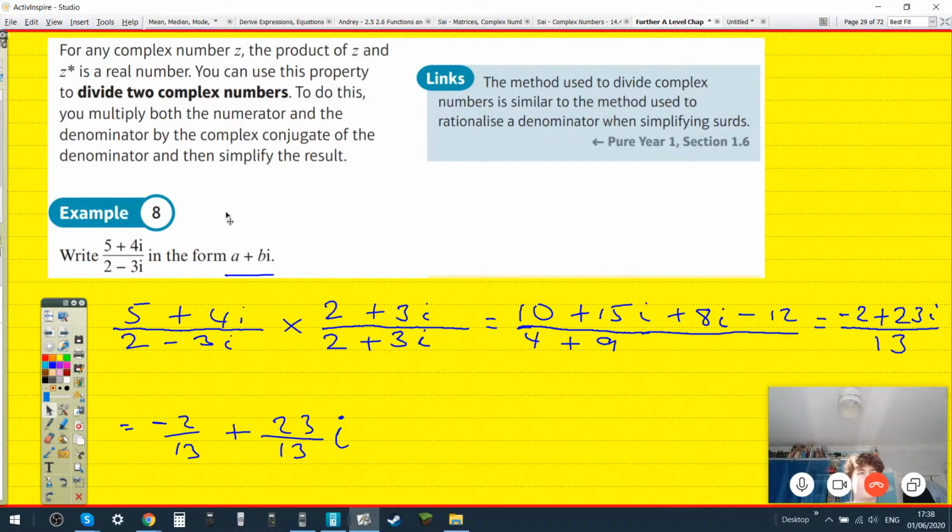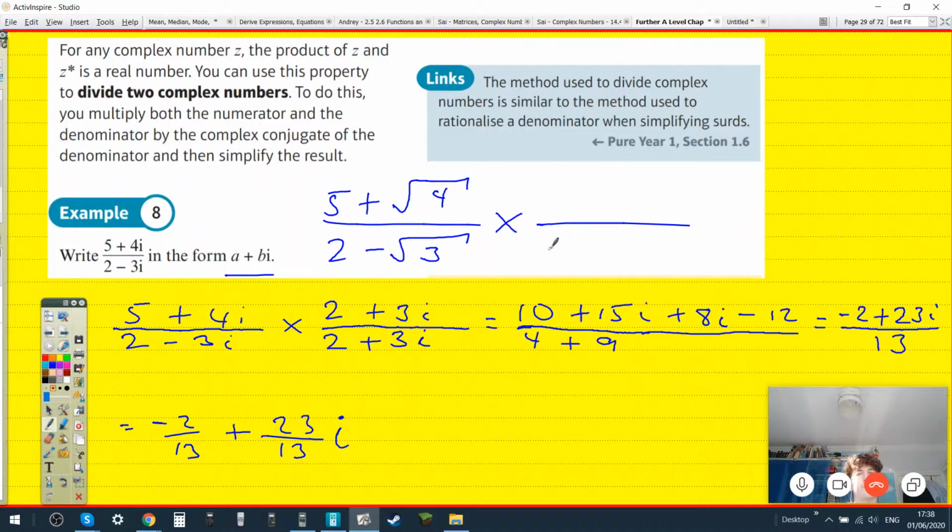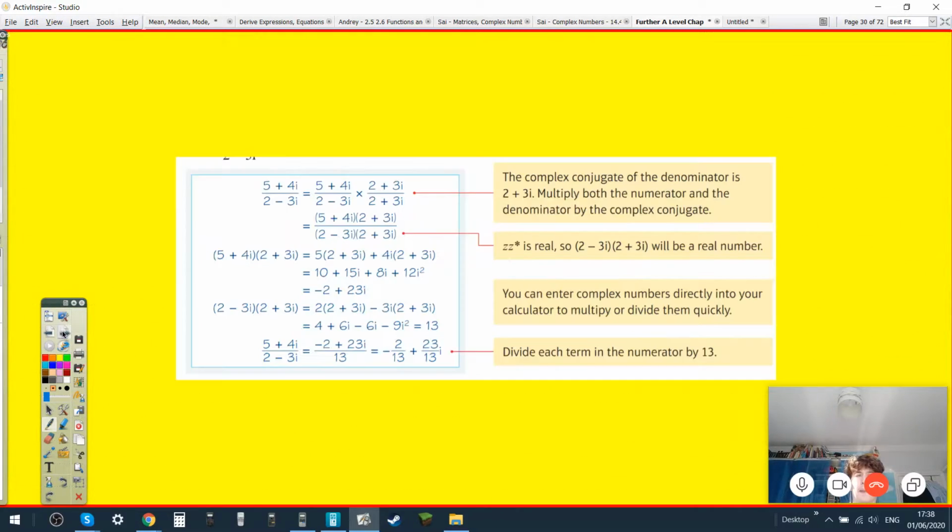This one is nearly, if this was surds, what if I said it was 5 plus, wait, it's going to be a bit weird. 5 plus root 4 over 2 minus root 3. What would you times the top and bottom by? 2 minus root 3 over 2 minus root 3. 2 plus root 3. Yeah. And so you can see how it's nearly exactly the same. Instead of root 3, it's 3i. You're changing the sign. Yeah, it's the exact same idea.